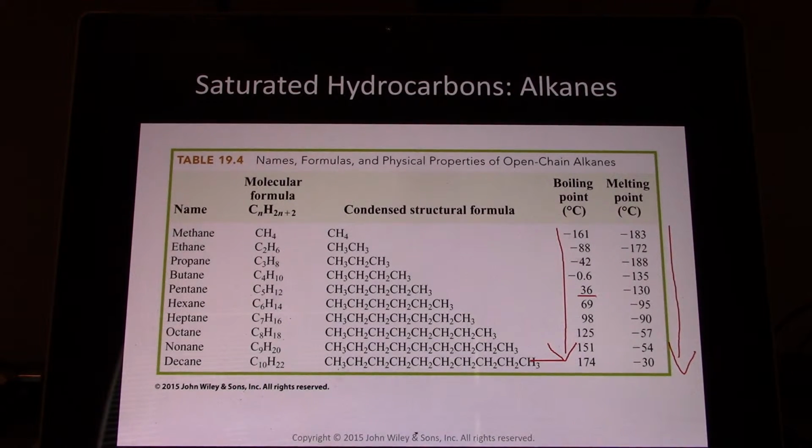And as the molecules get bigger, there's more van der Waals forces between them. So you have more intermolecular forces, and it slowly goes from gas to liquid to viscous liquid, like syrupy liquid, to semi-solid to thick solid.